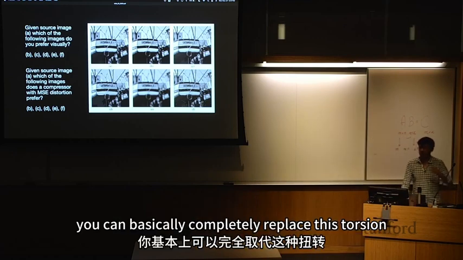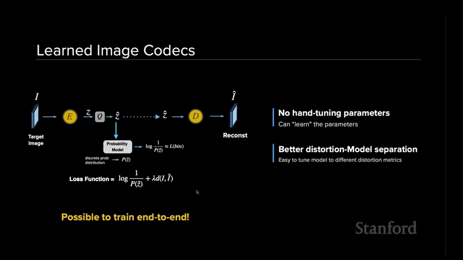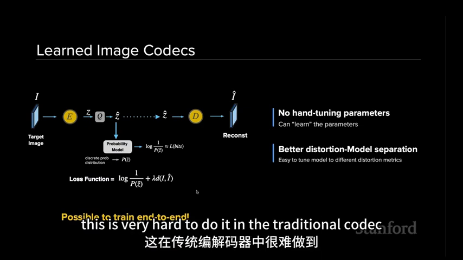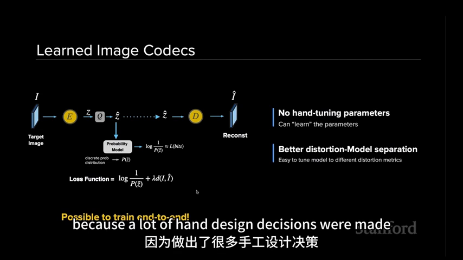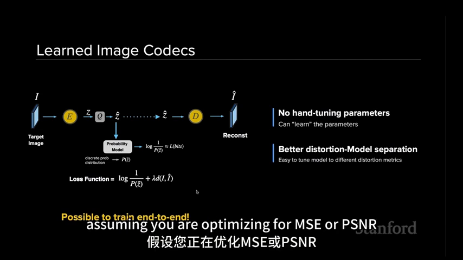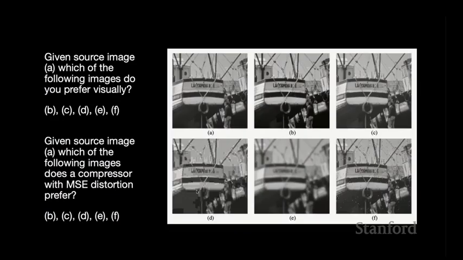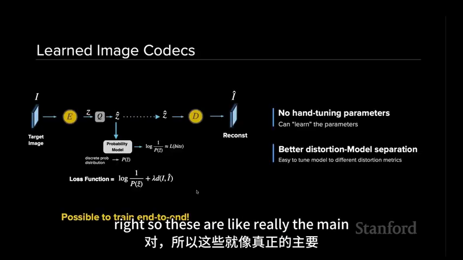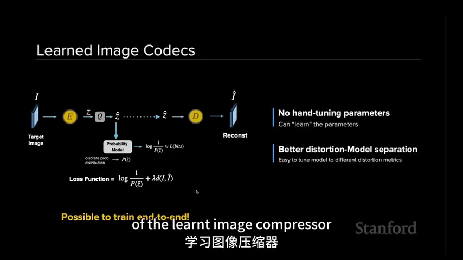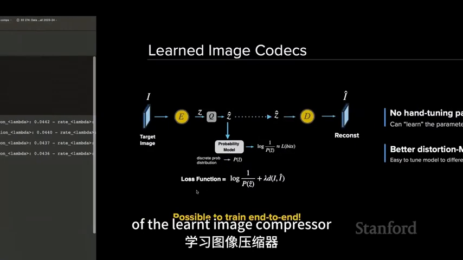So you can completely replace distortion. Remember, this is very hard to do in the traditional codecs because a lot of hand design decisions were made assuming you are optimizing for MSE or PSNR, right? So these are really the main benefits of the learned image compressor.